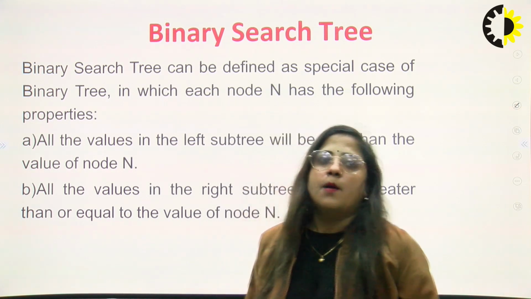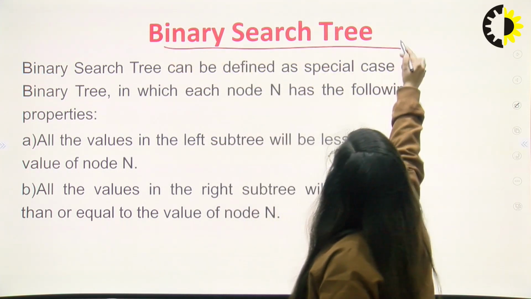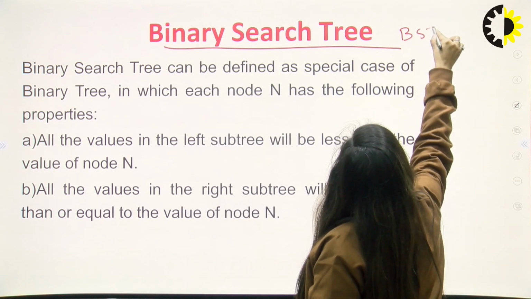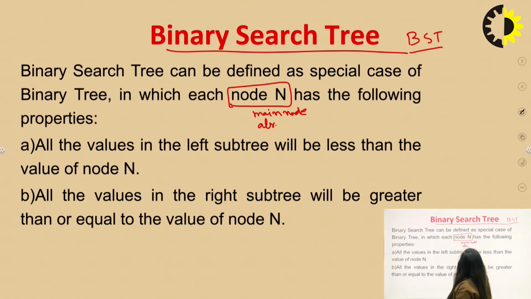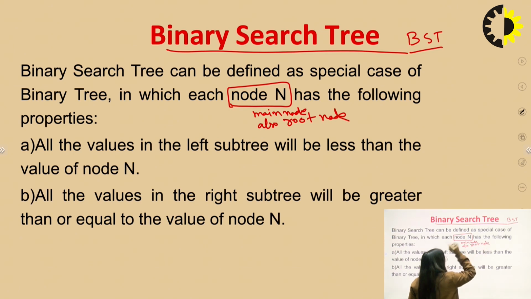So first one is binary search tree. What is the BST? BST means binary search tree. A binary search tree can be defined as a special case of binary tree in which each node n has the following property. Each node n means the main node, and also we can say the root node. So this node n has the following property.